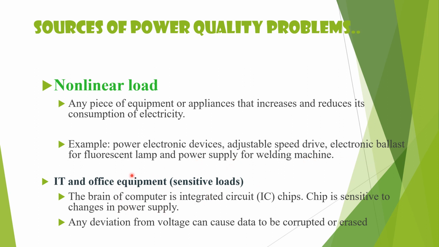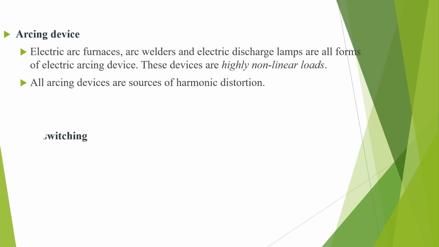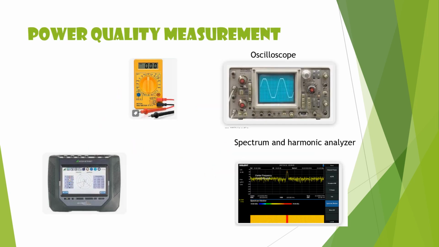Mainly in IT offices, the IC is the main device that acts as the brain of the computer. So any deviation of the voltage may cause corruption or interruption to the data. Other than that, we have arcing devices and load switching. The other problems, external or internal, are a direct lightning stroke or an internal wiring fault.